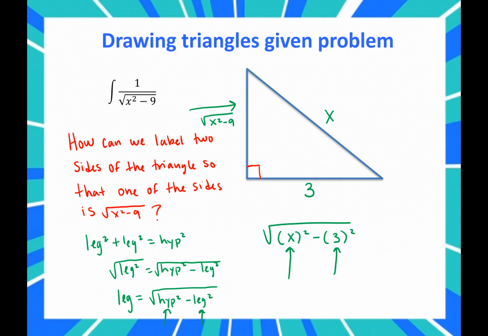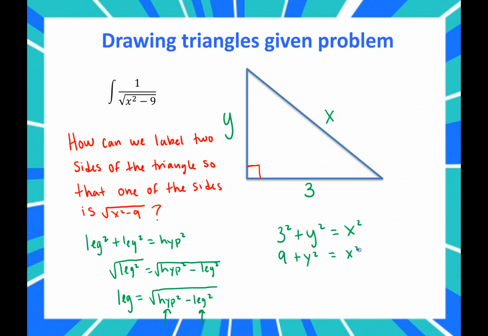Now I'm going to assume that you don't believe me, which you may not. Let's let this side be equal to y, and let's solve for y right now. So we're going to have 3 squared plus y squared equals x squared. That's going to give me 9 plus y squared equals x squared. Subtract 9, I get y squared equals x squared minus 9. Square root both sides, and I get y is equal to the square root of x squared minus 9. And that is that perfect match.